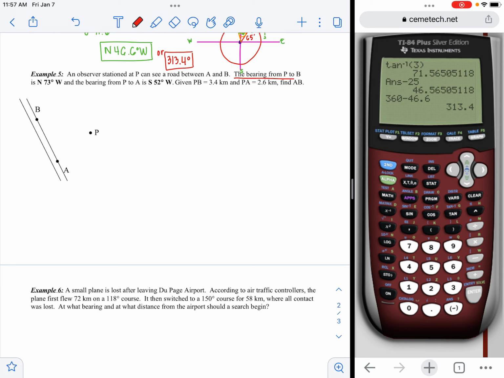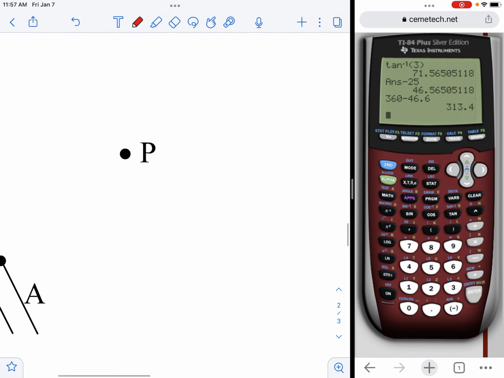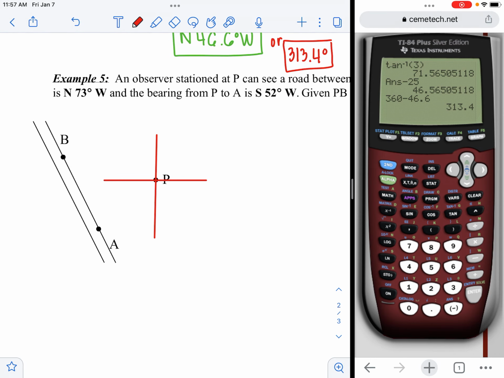All right, so I have some drawing to do. It told me the bearing from P to B, so that means I have to draw a compass at P so I can connect P to B. So I'm going to draw a compass at P. It says bearing, which is the direction. So if I need direction, I need a compass. All right, so now I need to connect P to B, like so. And it says that bearing, oh, my compass is crooked. I don't like it. I'm going to fix it.